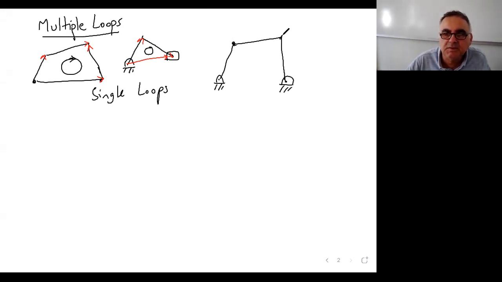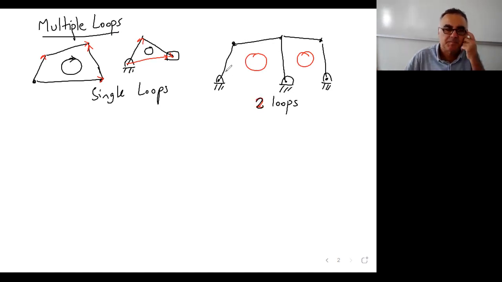And to it, we connected another, kind of another 4-bar like mechanism. As you see, we now have 2 loops. One loop here and another loop here. Or you might have even more, 3 loops or something.